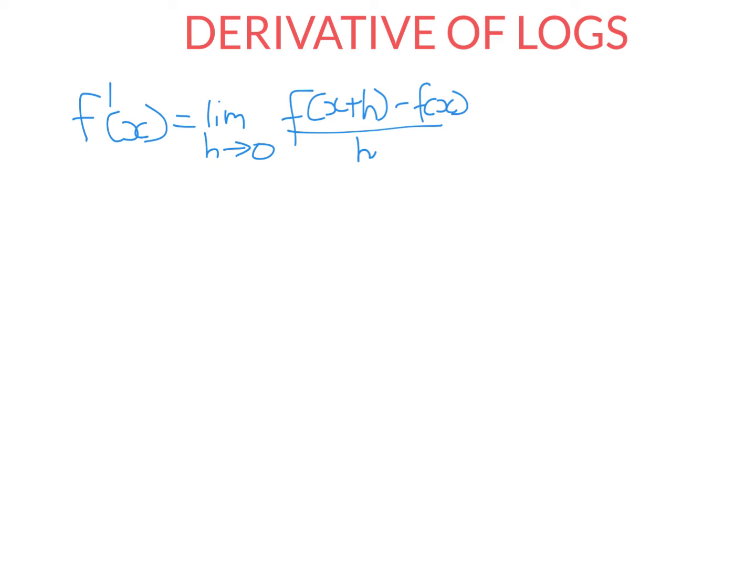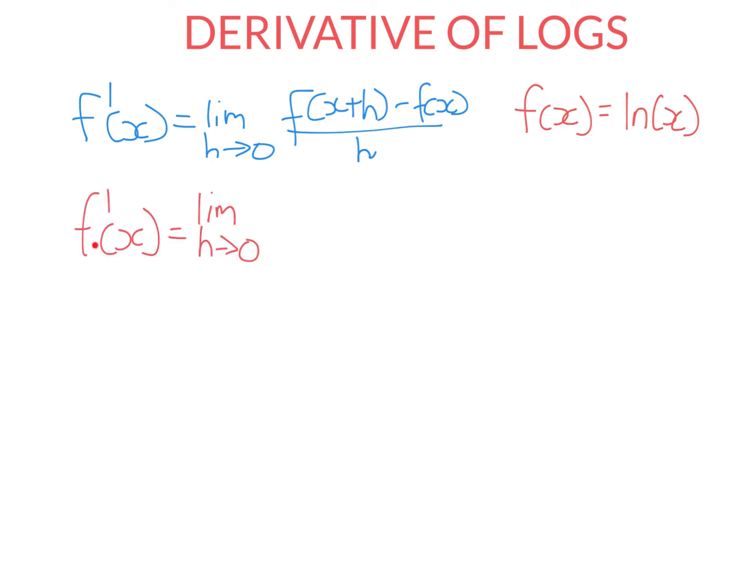So let's actually start the differentiation. What we're going to do is let f(x) be the natural log of x. We're going to differentiate it using first principles. So the derivative is the limit as h approaches 0. So if f(x) is natural log of x, f(x plus h) will just be natural log of (x plus h), and minus f(x), which is just natural log of x, all divided by h.